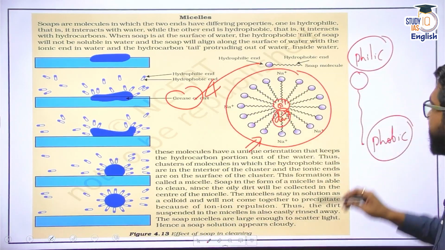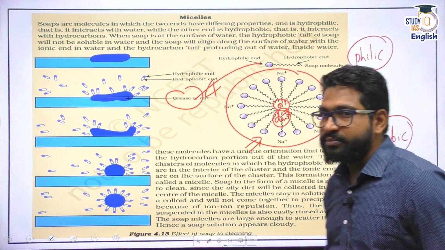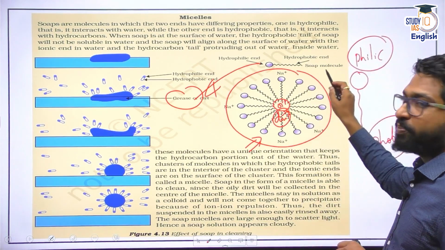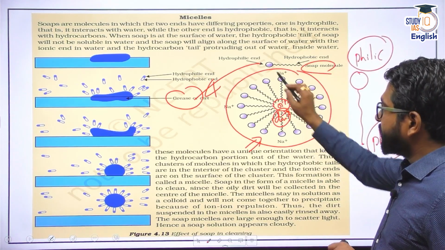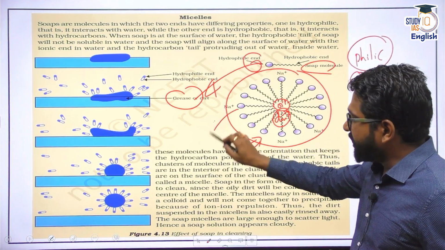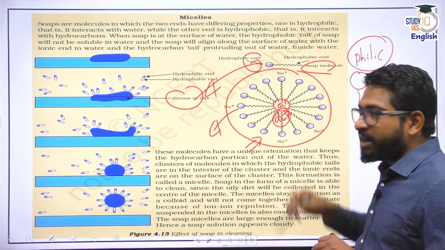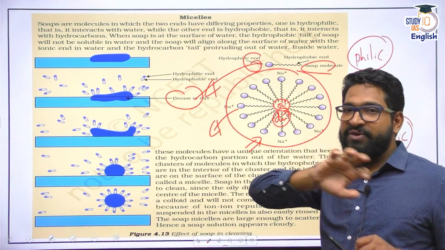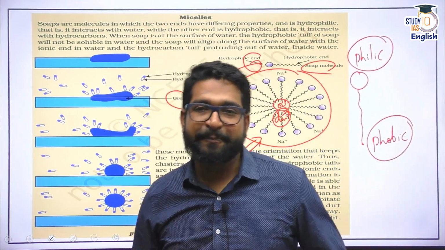Please remember, a soap molecule will have two ends, a hydrophilic end and a hydrophobic end. The hydrophilic end loves water, it will be with water. But the other part attracts the dirt, and when we wash it, everything goes out with that. All right, that's the basic idea.